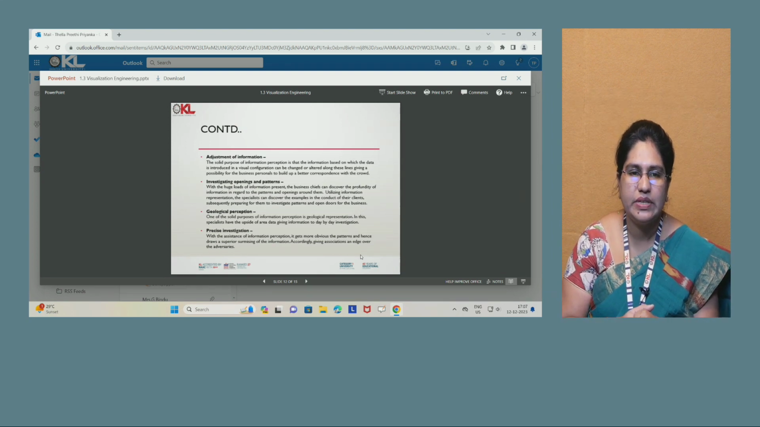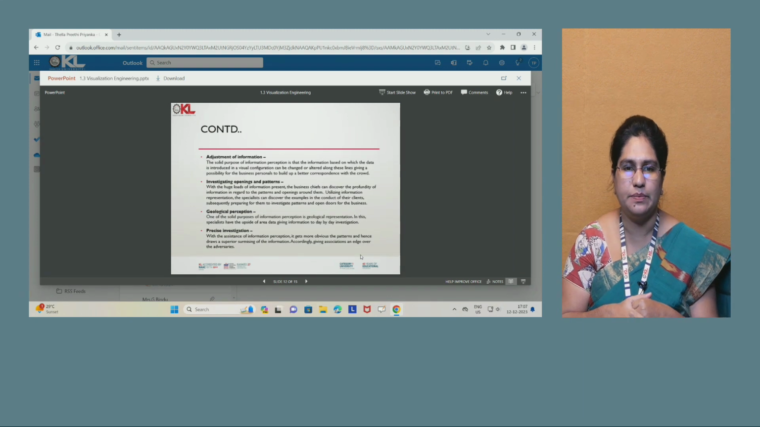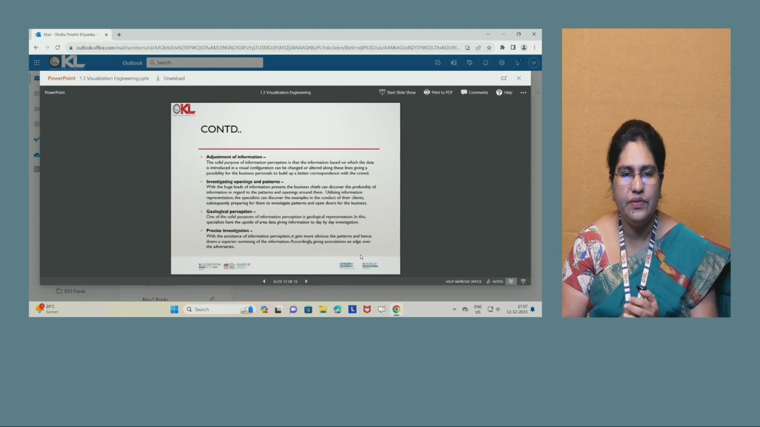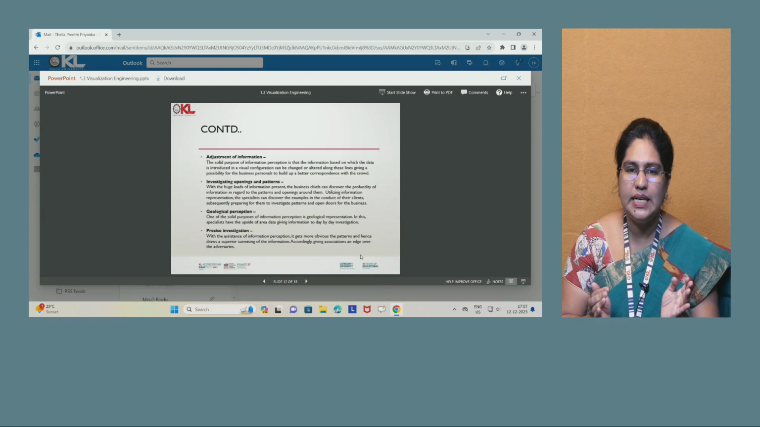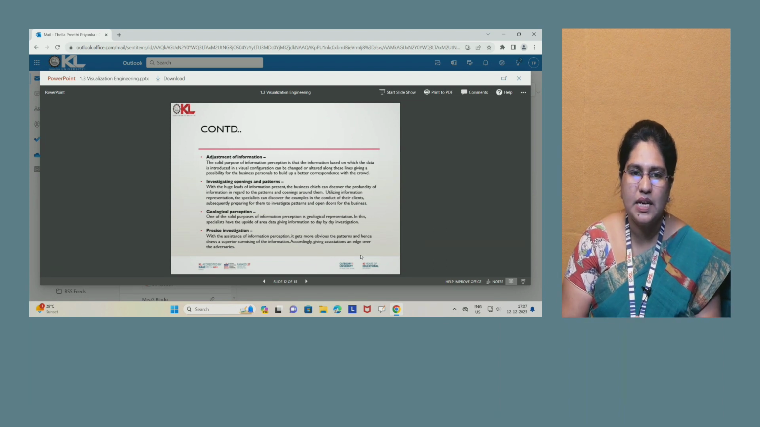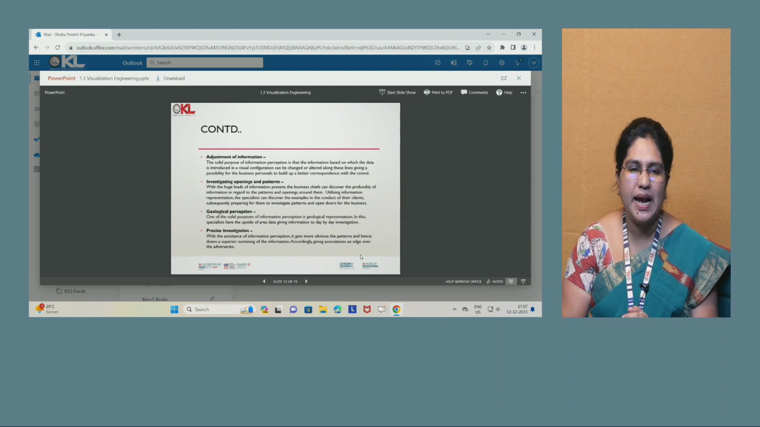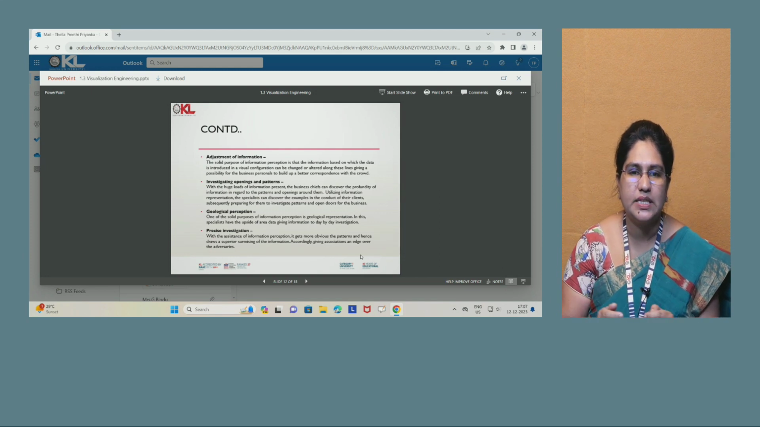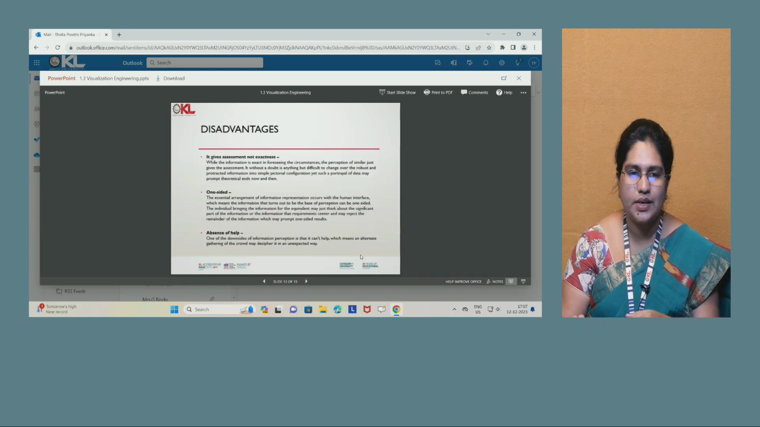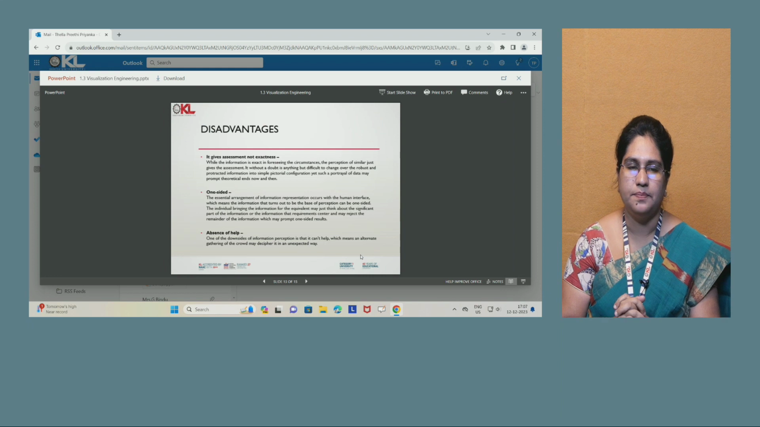So, perceive investigation, what is it? Essence of the information perception. It gives more obvious patterns, and hence draws a superior summarizing of the information, accordingly giving associations an edge over the adversaries. Whenever the situation is bad, we have to follow some adjustments, some associations, to deal with the adversaries which are coming to us. What are the disadvantages?